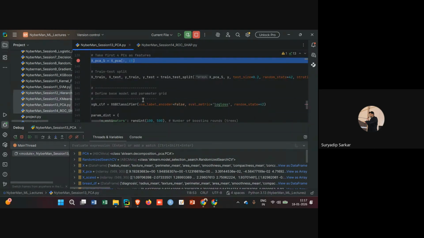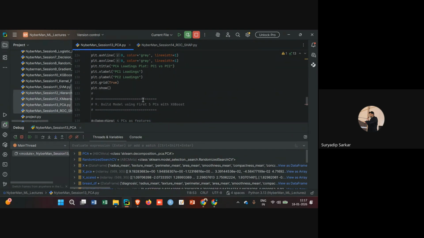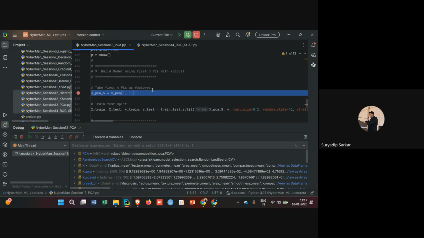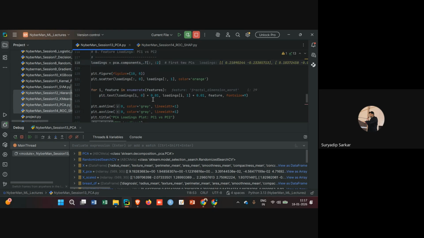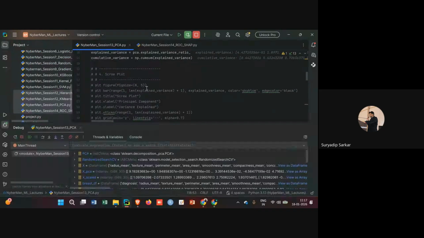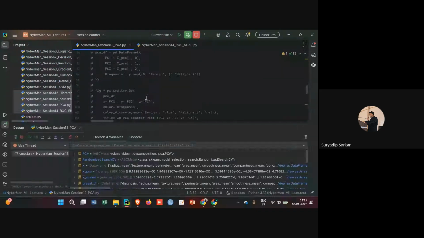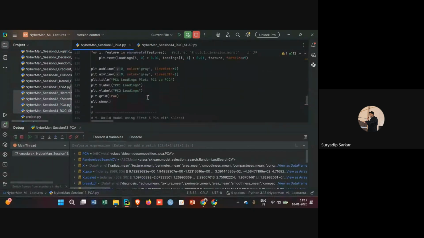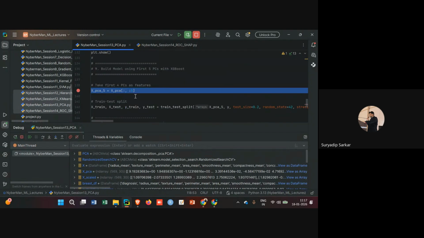Now the idea is that we can actually build a model using the first few PCs. Here we are using the first five PCs. The first five PCs give us how much? I don't remember, somewhere around 80 or 82% explained variance. So let us see how well our model does, and based on that, we can maybe increase or decrease.